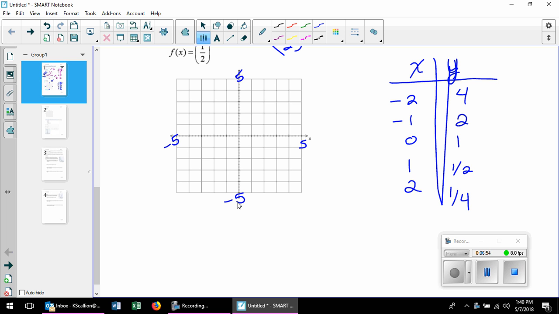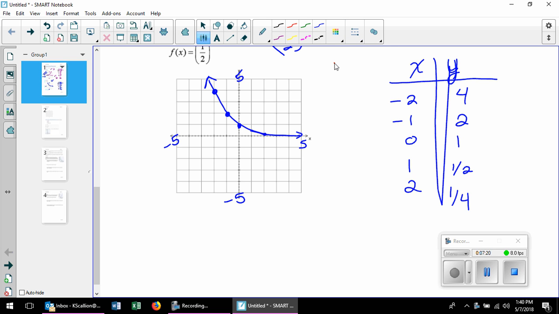Okay, so at -2, I'm at a +4. At -1, I'm at 2. At 0, I'm at 1. At 1, I'm at 1/2. And at 2, will it cross the x-axis? No, because it has asymptotic behavior.